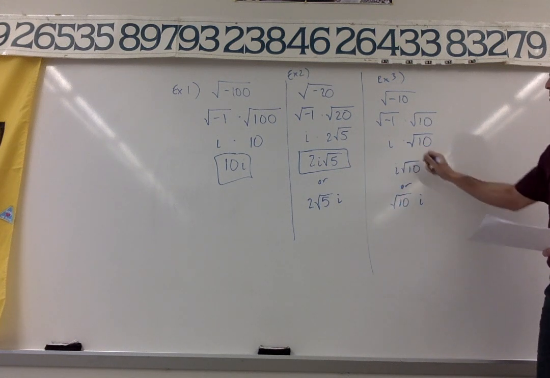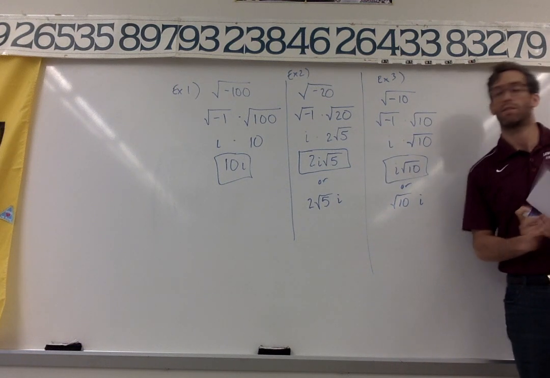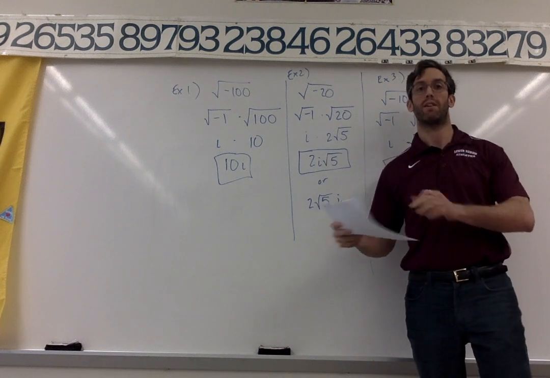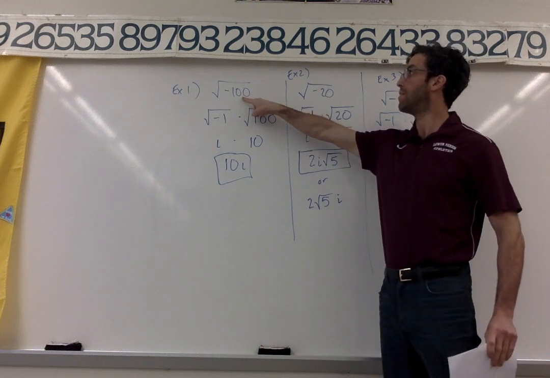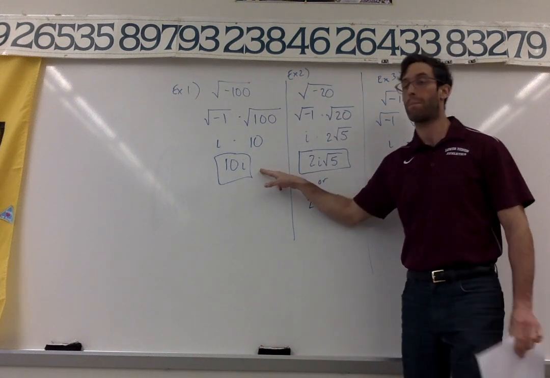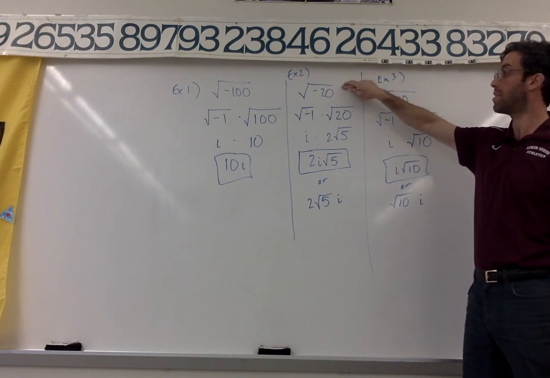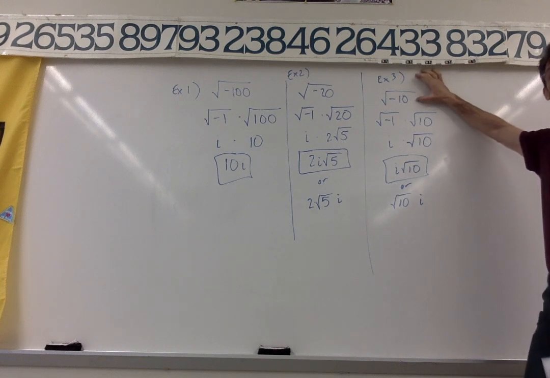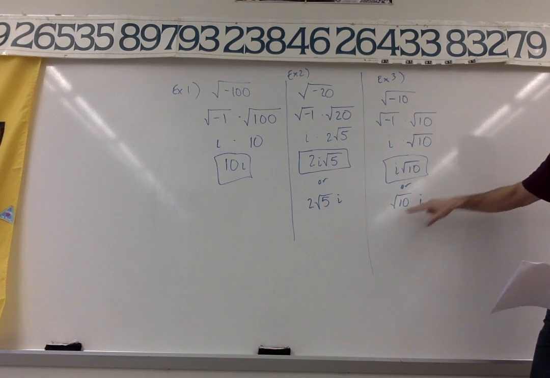So when it comes down to it, simplifying square roots of negatives is really the same as simplifying square roots of their positive opposites, just that you've got to drop an i in there. The square root of 100 is 10. The square root of negative 100 is 10i. The square root of 20 is 2 root 5. The square root of negative 20 is 2 root 5 i. The square root of 10 can't be simplified. But the square root of negative 10 would just be i root 10 or root 10 i.